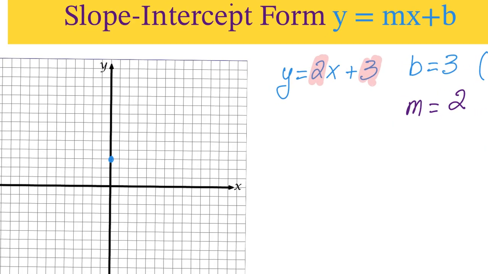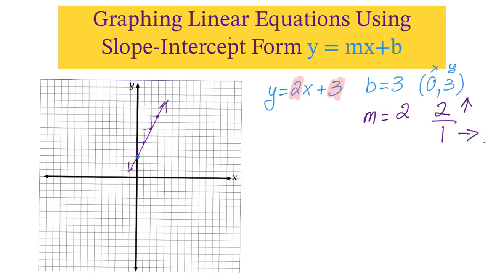And notice that this is a positive slope. I'm going up and then right. Let's go ahead and do that. We're going to go up 1, 2, and then 1 to the side. Do that again. Since this is a rate of change, it's going to happen over and over. Once you have 2 or 3 points on the graph, you can stop there and draw your line. And this is the graph for y equals 2x plus 3.